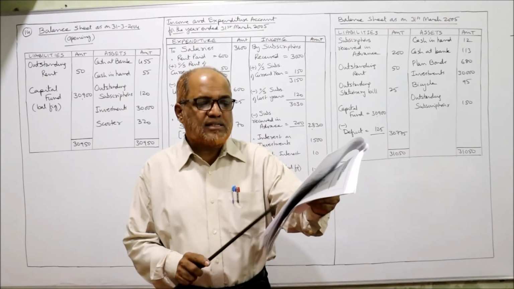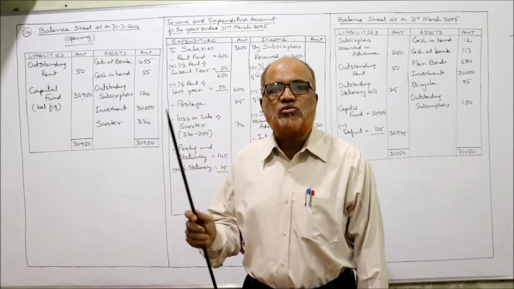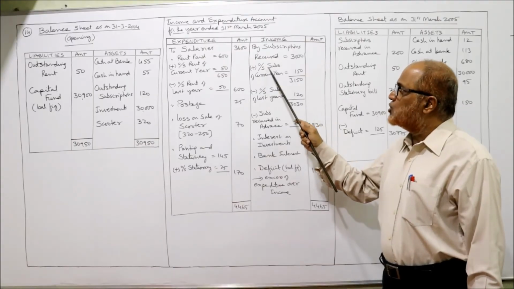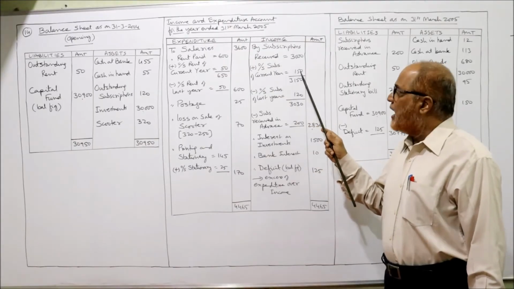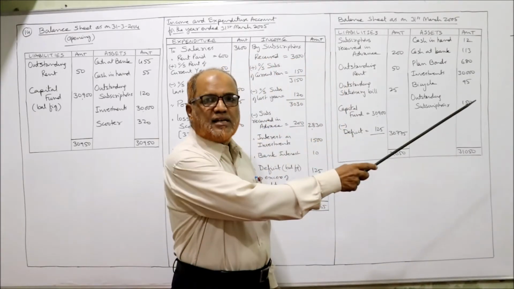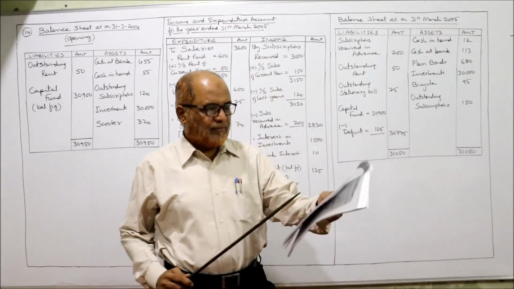Current year outstanding subscription are 150. This will appear twice. 150 rupees will be added to subscription. Subscription will be added. Outstanding subscription current year added. Again this outstanding subscription 150 rupees will be taken on the asset side. Balance sheet asset side. Outstanding subscription 150.